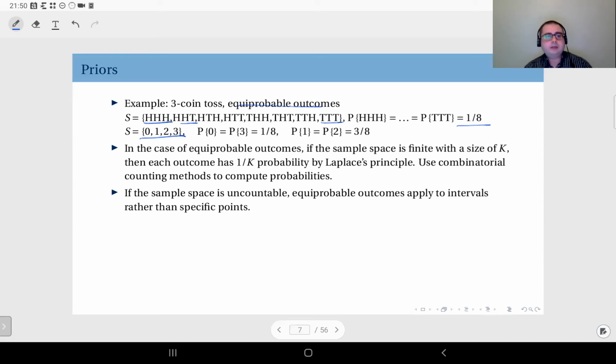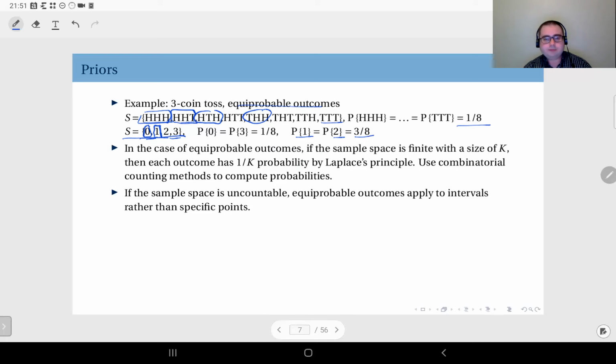But in this case, you see, the outcomes in my sample space are not equiprobable. For instance, heads, heads, heads has a probability of 1/8, and in my new sample space, that corresponds to the event 0. On the other hand, heads, heads, tails, or heads, tails, heads, or tails, heads, heads, these 3 correspond to the event 1 in the second sample space. Therefore, the probability of 1, and similarly of 2, should be 3/8. So even though the individual outcomes are equiprobable, sometimes, depending on the definition of the sample space, our events may not be equiprobable.